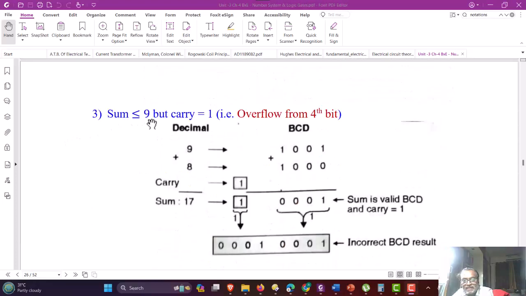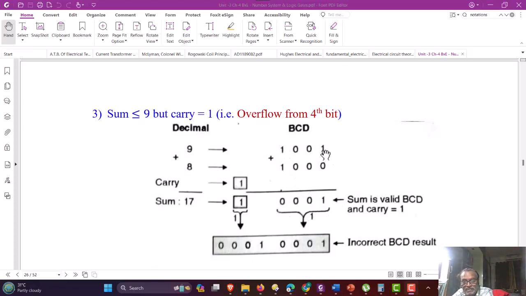The condition may be sum less than or equal to 9 but carry is 1, that is, overflow from the fourth bit. Let us check the decimal numbers 9 and 8, converted to BCD. 9 corresponds to 1001 and 8 corresponds to 1000. So we will get the result 0001. This is not an invalid BCD. This is a valid BCD.